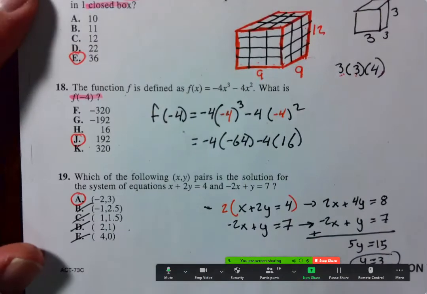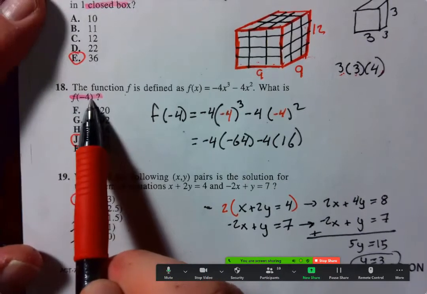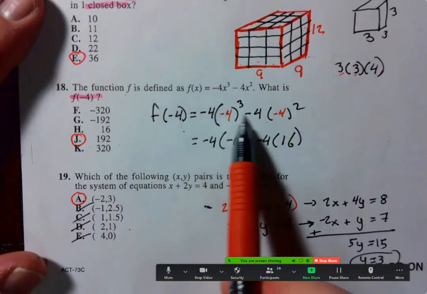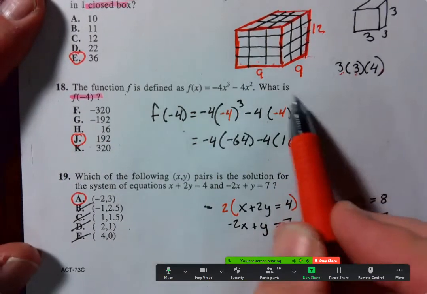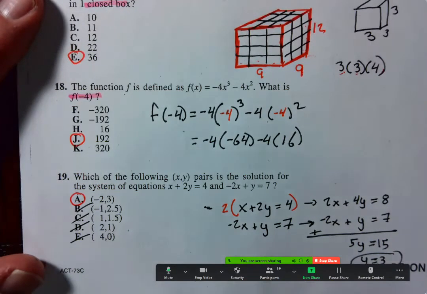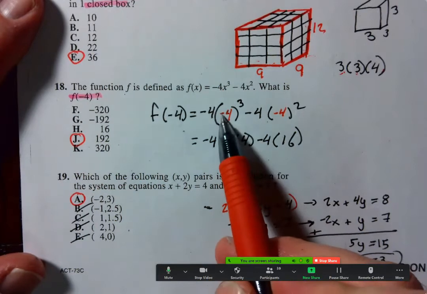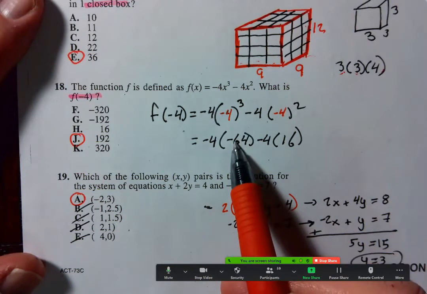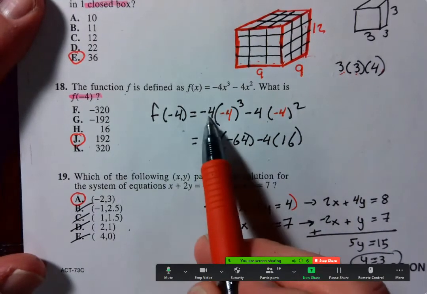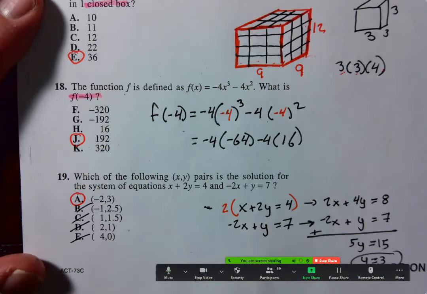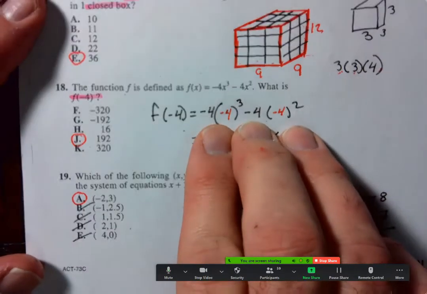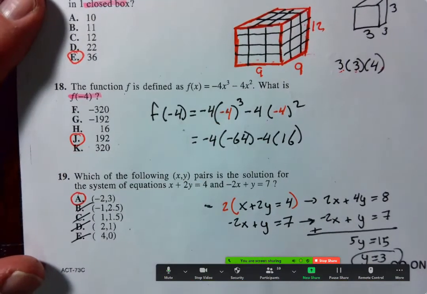18 is function notation. They're asking for what is f of -4. So I take my problem and change the x's to be -4. I would recommend typing this into your calculator complete with the parenthesis signs, because you're bound to make an error somewhere there. Like this part, -4 to the 3rd power is -64. Some people might say +64, be careful. Other people might try multiplying this first and then doing the 3rd power. If you're going to use your calculator, just type it in exactly the way it appears. We get letter J, 192.